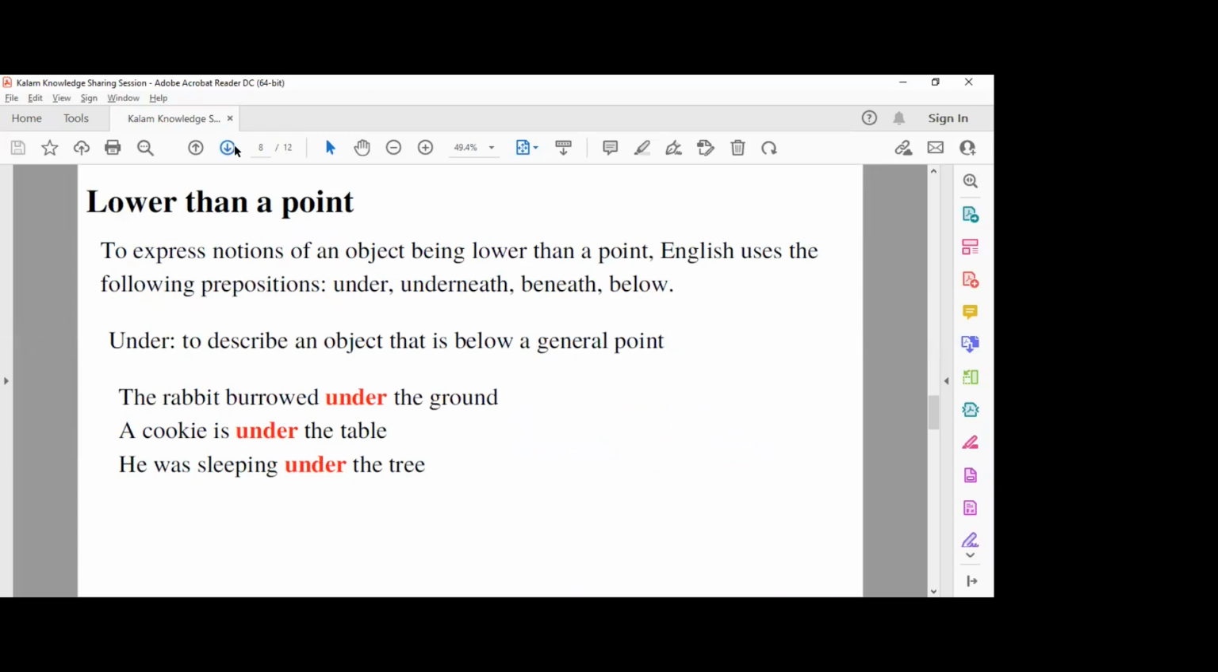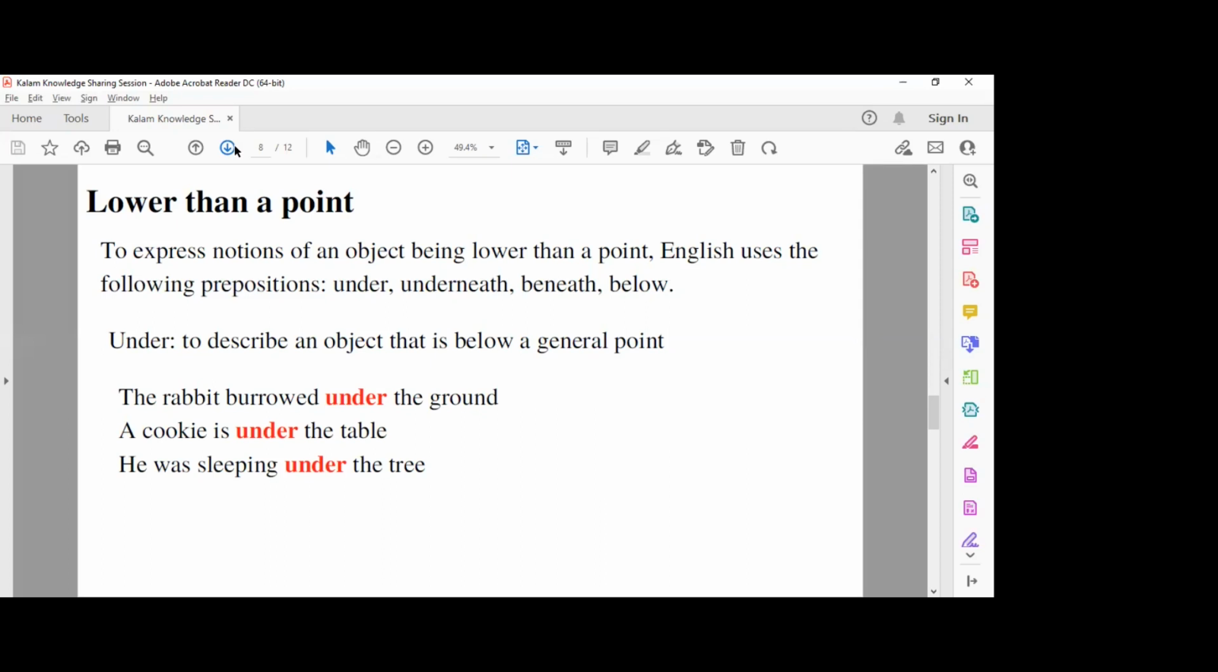Next one is lower than a point. To express a notion of an object being lower than a point, in that case we are using under, underneath, beneath, below. Here we can see where we have to use under, underneath, beneath and below.